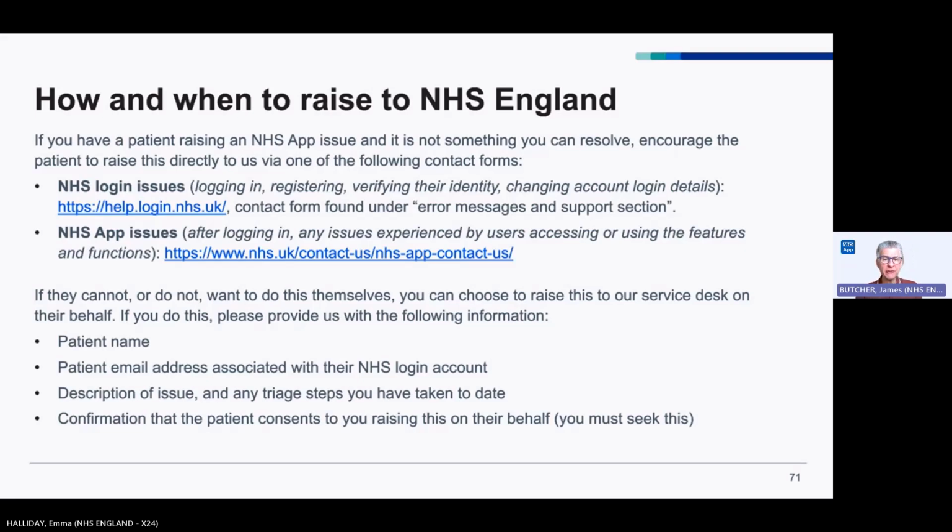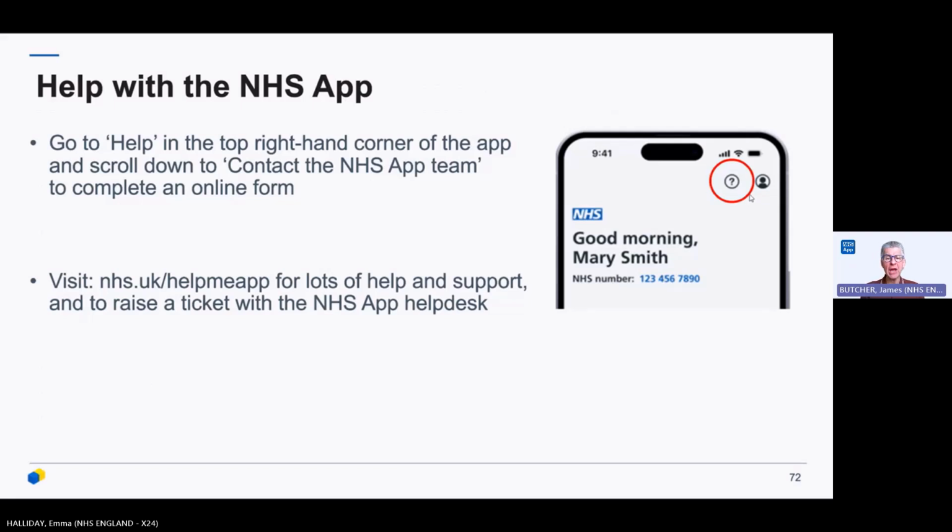So conscious of time here, I'm going to rattle through it. This one will give you the 2 links when you need to raise issues with NHS England, i.e. us. So I'm not going to dwell on that one. There is help within the NHS app already. And that shows you how you, your patients, your service users, etc., can raise help via the app. It's really, really simple. Some of the developments that took place last year in improving the app's look and feel promoted this help screen. So, if you didn't see it before, you will do now.